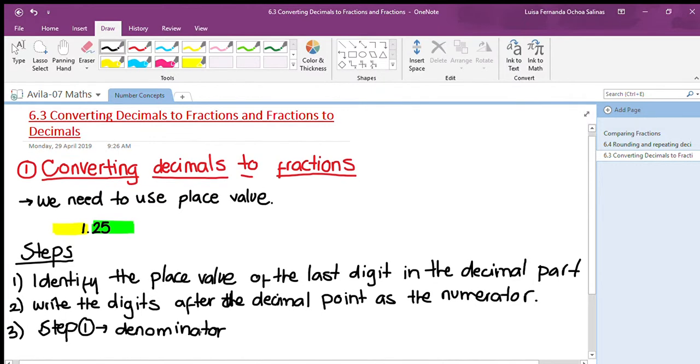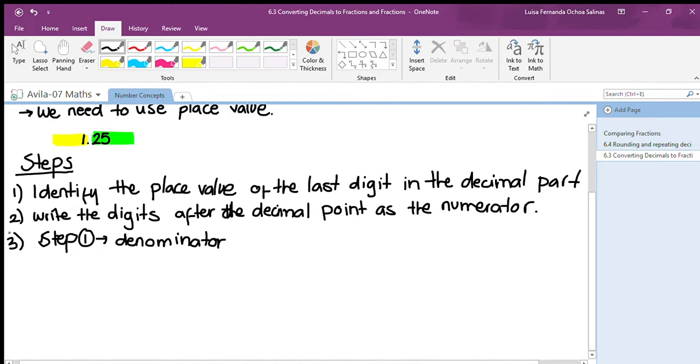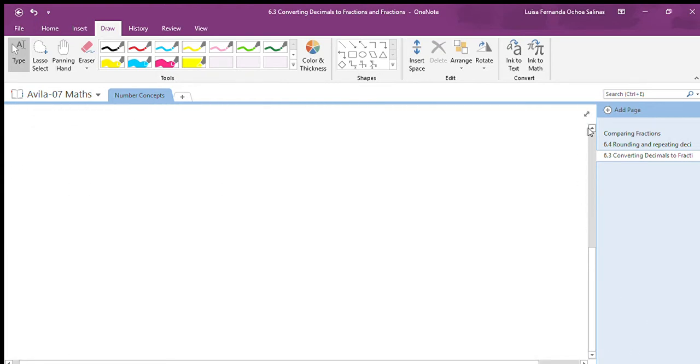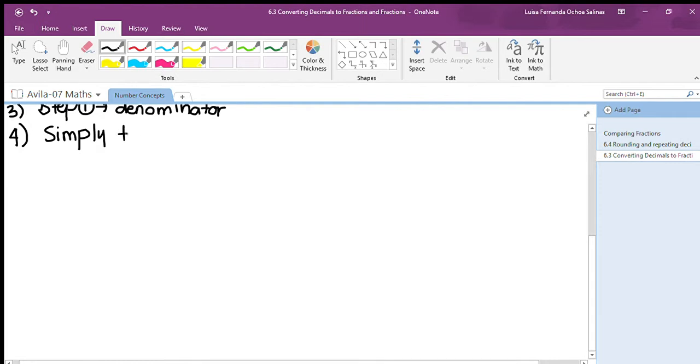Fantastic. And then let's bring this a little bit. I need more space. Not that much. A little bit less. Okay, here we go. So step 4, we need to simplify our fraction. How do we simplify the fraction? We need to use highest common factor. Okay, let's do some examples.